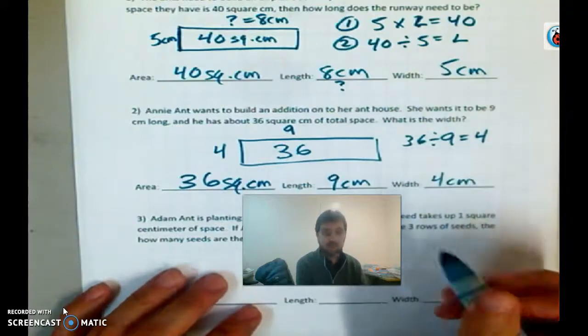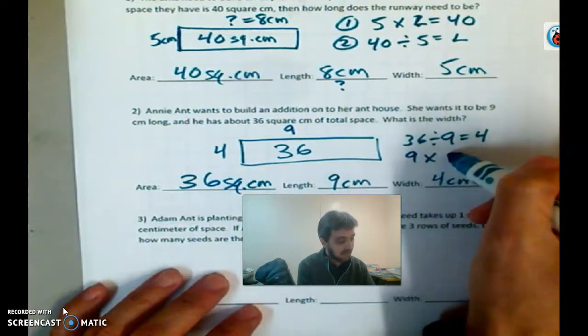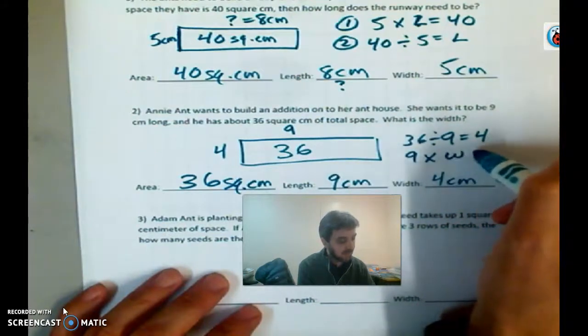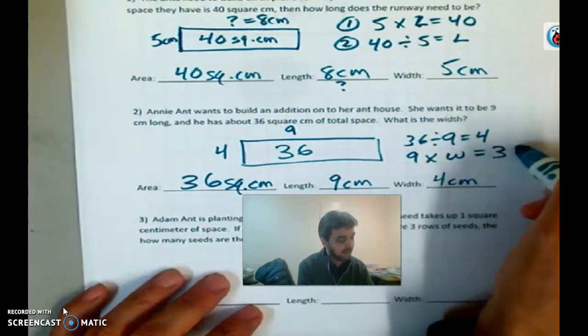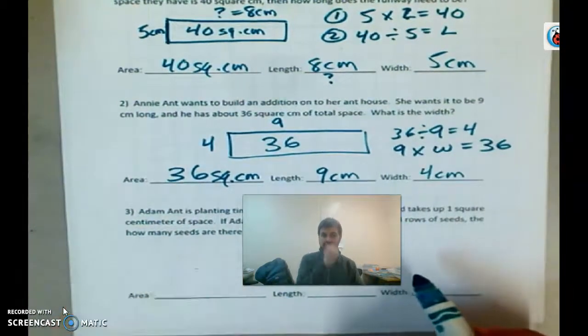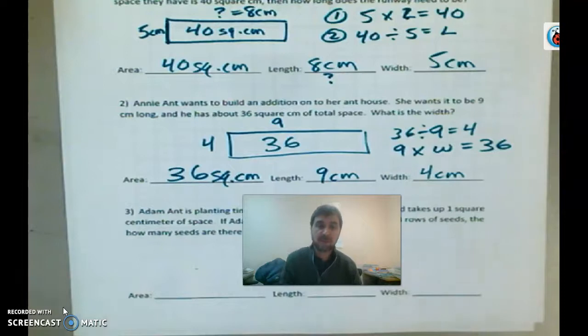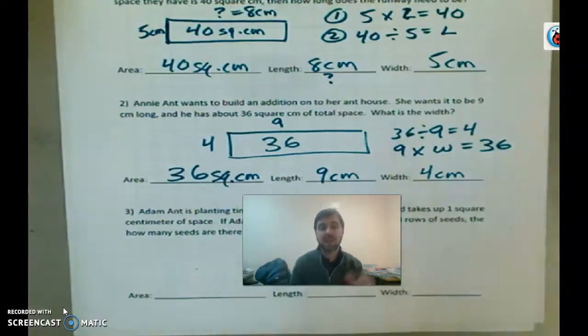So there you go. Or you could have thought of it as 9 times whatever the W is equals the area, which is 36. And I know that 9 times 4 is 36. If you don't know your multiplication facts yet, and your division facts, you can see why it's important. Otherwise, I'll put a multiplication table for you into the packet, so you can use that as well.